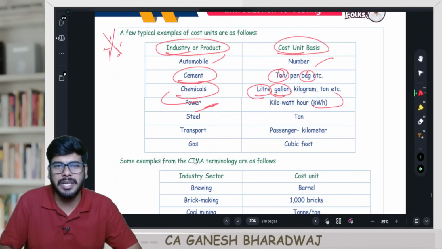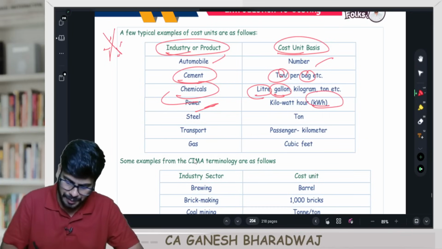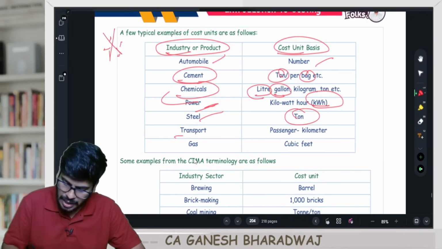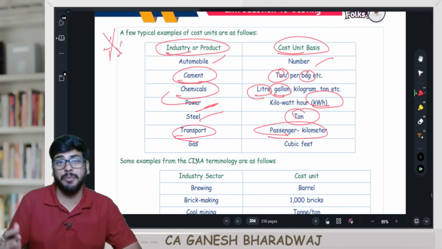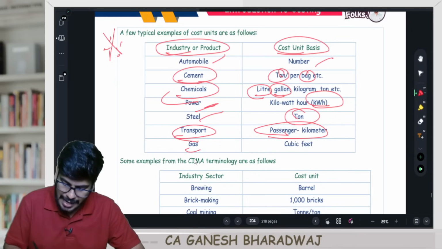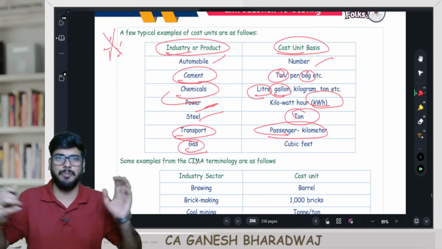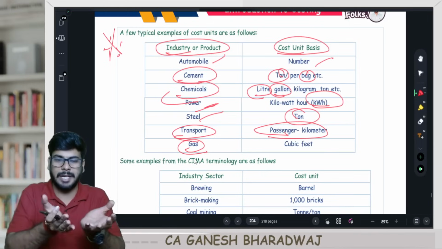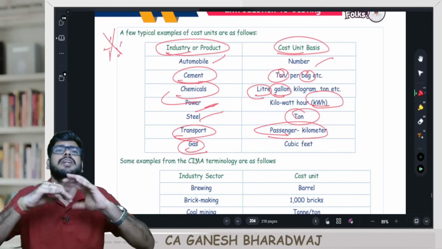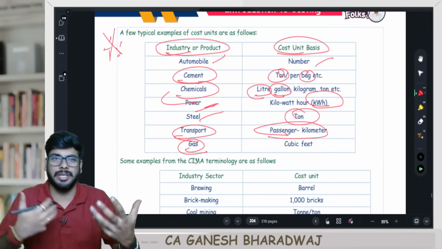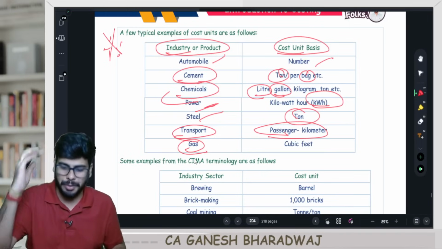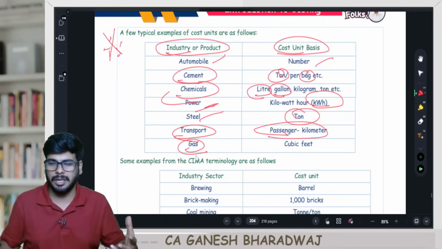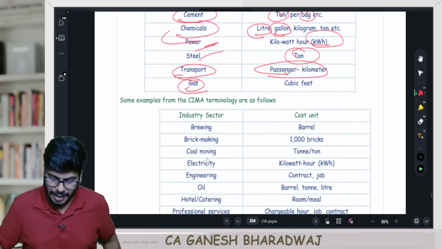Power, generally we calculate it per kilowatt hour, right? Steel could be in tons. Transport could be passenger kilometer, ton kilometer, anything. Gas, generally, is computed in cubic feet, in the place where I actually store the gas. So the unit of measure, the manner of computing, is the cost per cubic feet. Some people even calculate it per kg. Are you clear with this?